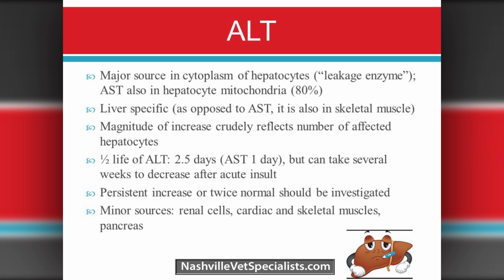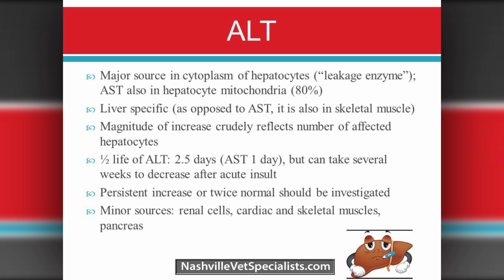The magnitude of increase crudely reflects the number of affected hepatocytes, so obviously super high ALTs are more troublesome than mild elevations. The half-life of ALT is about 2.5 days, but AST has a much shorter half-life. ALT can take several weeks to decrease after an acute insult. So typically if I have a case, I don't track it every day or once a week, I kind of wait a few weeks.